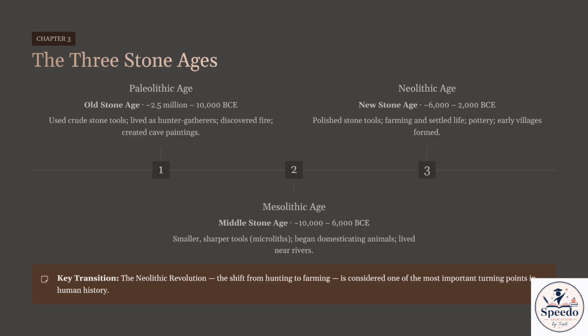Paleolithic Age, Old Stone Age. Let's begin with the Paleolithic Age, also known as the Old Stone Age. It is the earliest and longest phase of human history. During this period, humans lived a very simple life. They did not know farming or how to build houses.